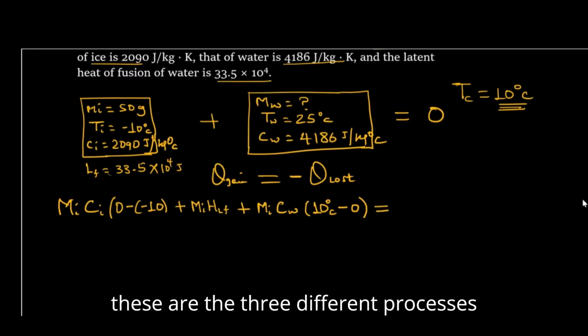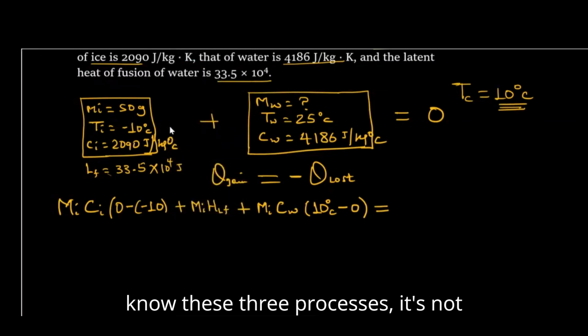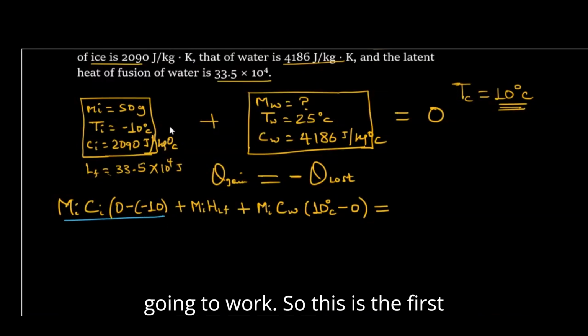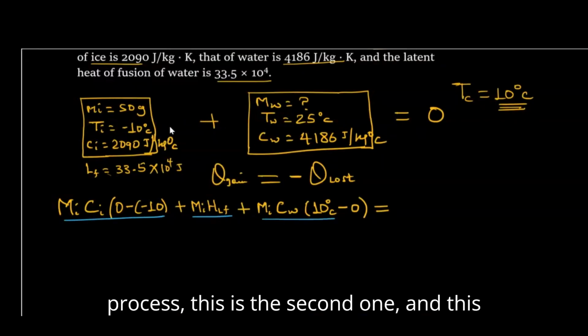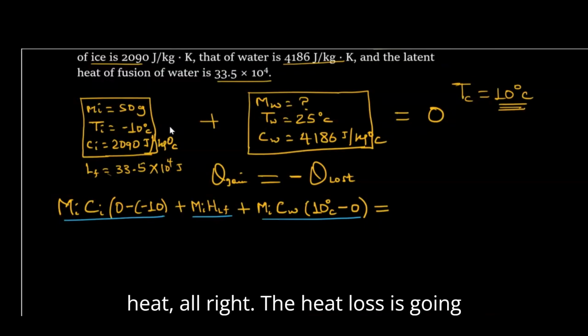Okay, remember, these are the three different processes that we have to recognize. If we don't know these three processes, it's not going to work. So this is the first process, this is the second one, and this is the third one. Three different processes on the left side gaining the heat. All right, the heat loss is going to be like this.